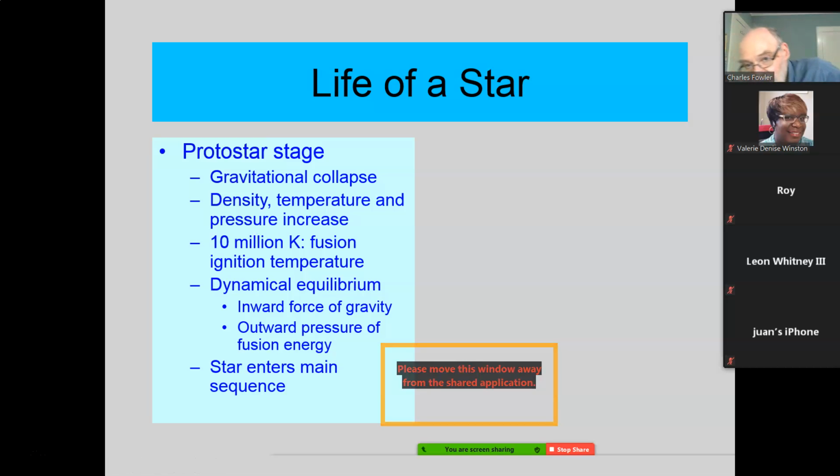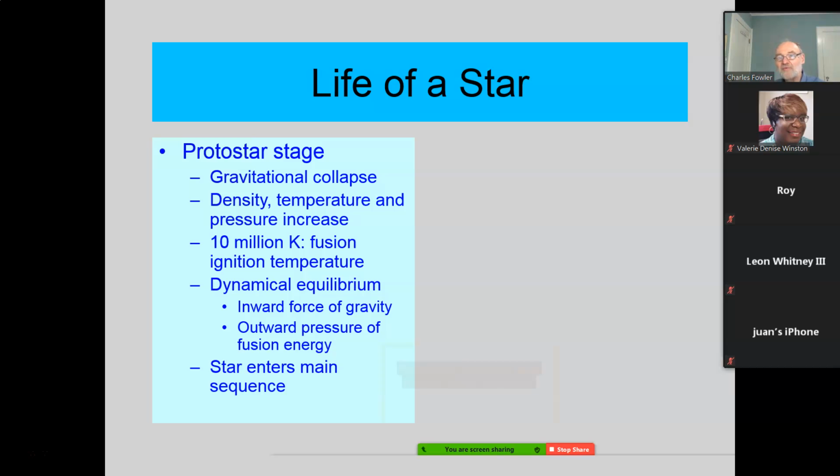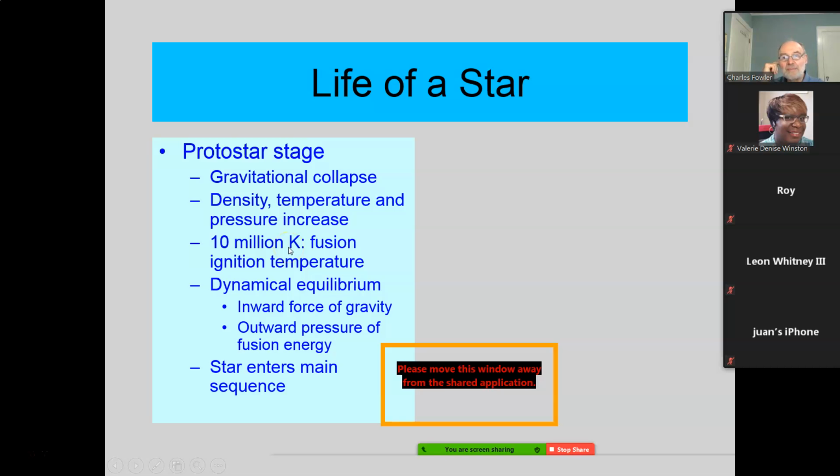You get more and more molecules or atoms of those gases pulled together. That creates a higher temperature. It creates higher pressure. Those temperatures keep going up until you reach about 10 million K. Now that is incredibly hot. Most of those gases, by the way, are hydrogen gas. And when hydrogen gas gets up to 10 million K, that's when fusion begins. They call it fusion ignition temperature.